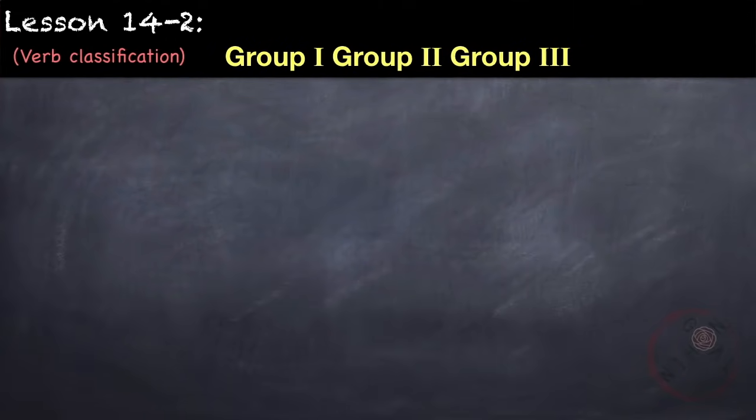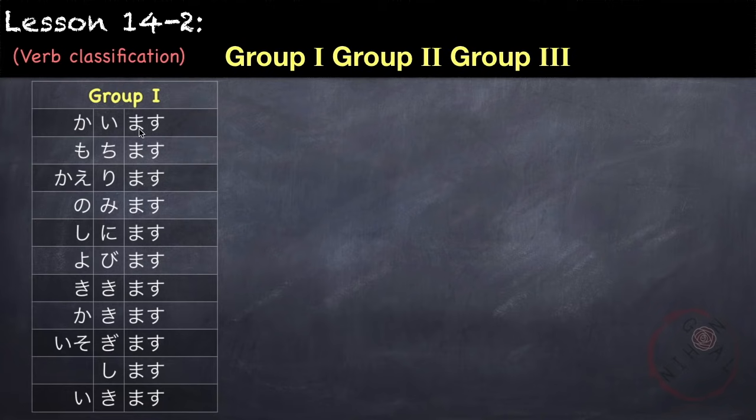In this lesson, we will learn how to modify the verbs from masu form to te form. But first, we need to identify which group a verb belongs to so we will know how to modify them. Japanese verbs are classified into 3 groups. For the first group, the syllable before the masu is in the I line. For example, i, chi, ri, mi, ni, bi, ki, gi, shi, and so on.